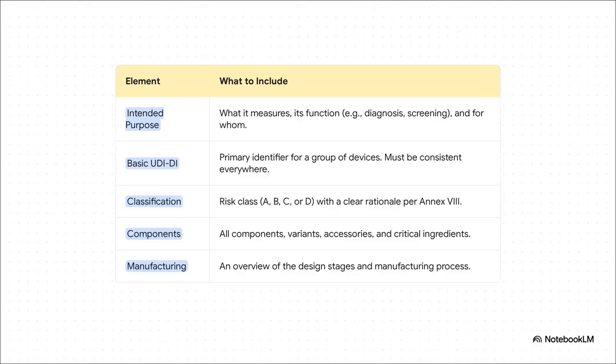Now, these details in your device description are the absolute bedrock of your submission. Your intended purpose? That sets the stage for everything else. Your basic UDI-DI, that's your device's main identifier, has to be the exact same everywhere, no exceptions. And for your risk classification, you can't just say we're Class C because of Rule 3. You have to explain why Rule 3 applies and, just as importantly, why the other rules don't. The big takeaway here is consistency, consistency, consistency. Any little mismatch is going to be a huge red flag for your reviewer.